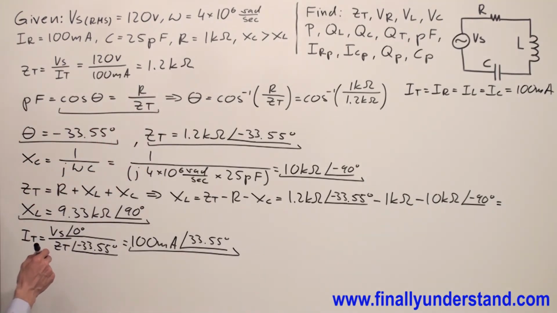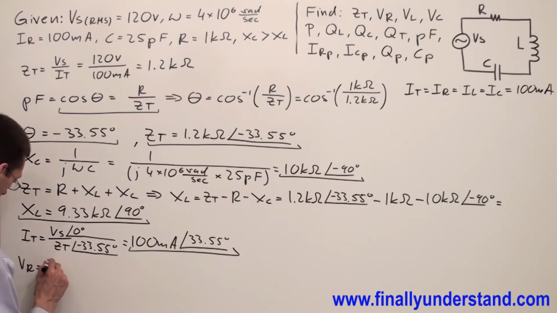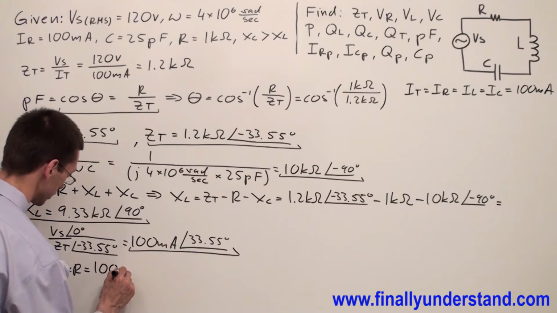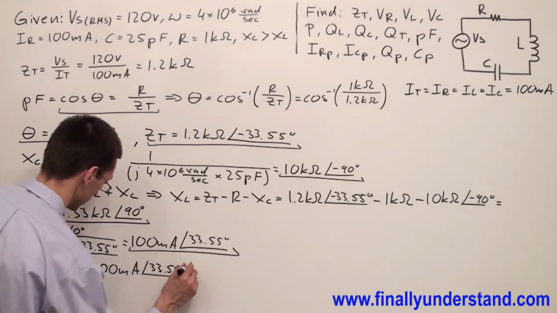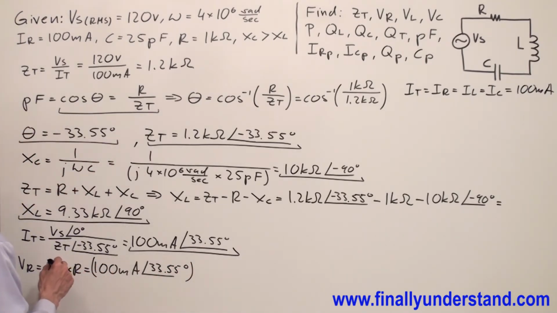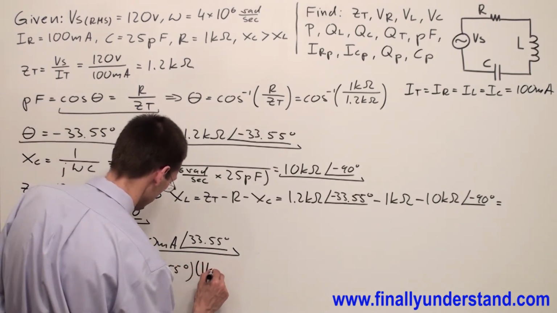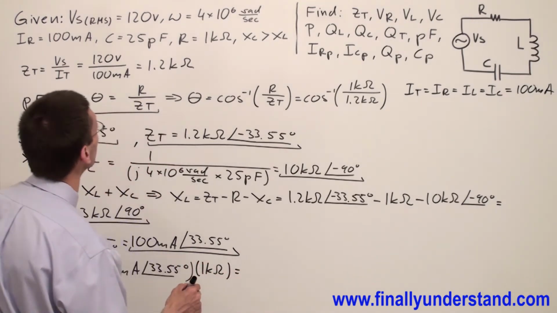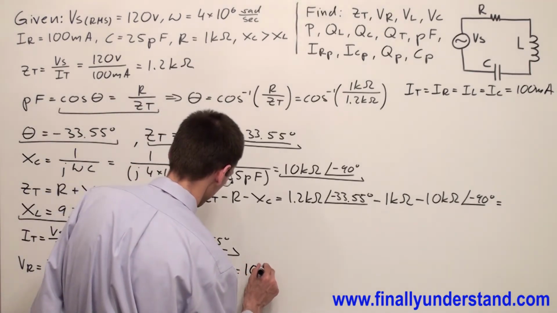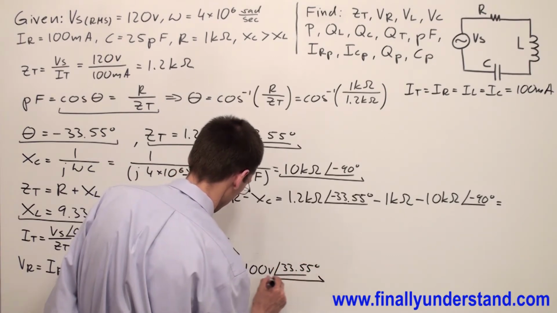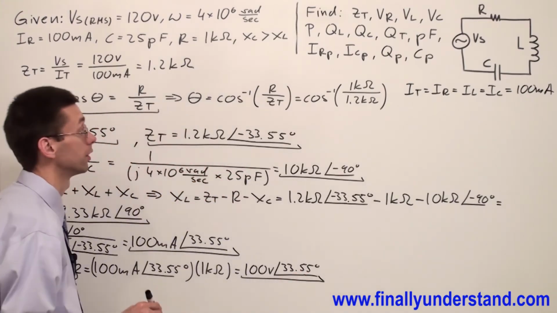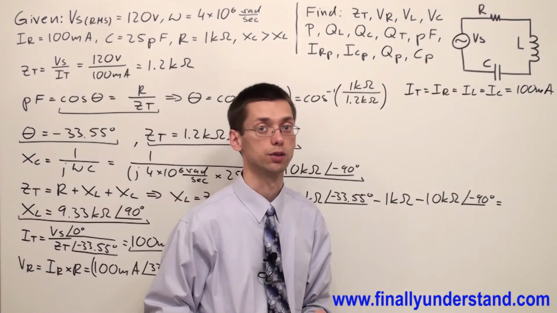So in order to find voltage across the resistor, I'm going to write that VR is equal to IR times resistance. So IR is equal to 100 milliamps and angle of 33.55 degrees has to be multiplied by resistance 1 kiloohm. This is equal to 100 volts and angle of 33.55 degrees. So this is the voltage across the resistor in my series circuit.